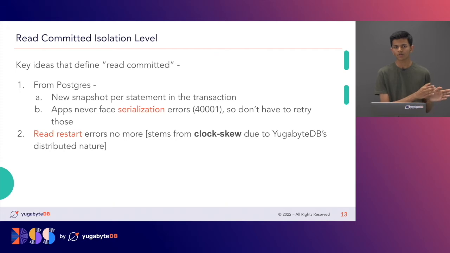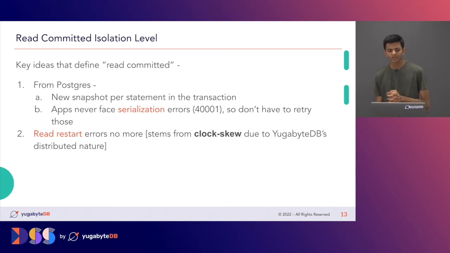So the snapshot and serializable, I won't talk about those, but the way in which read committed is different is every statement in a read committed isolation transaction works on a new snapshot of the database, right? It works on the latest snapshot. The second key idea is that apps never face serialization errors when they use read committed isolation level. So you never see those 40001 errors, and Postgres does something magical there to handle those, right? So these are 2 key ideas.